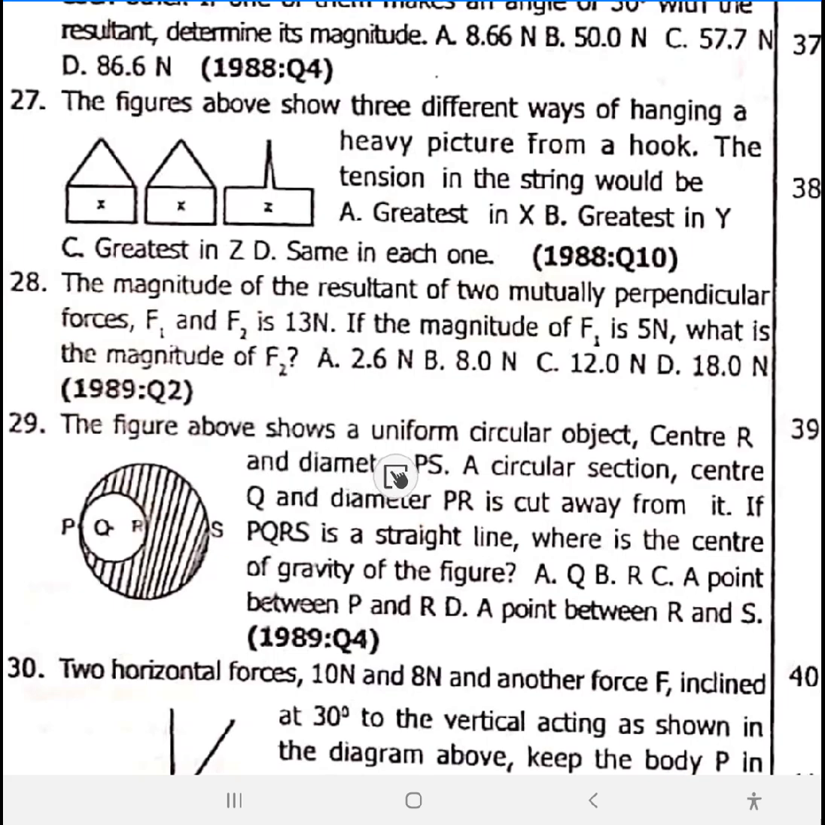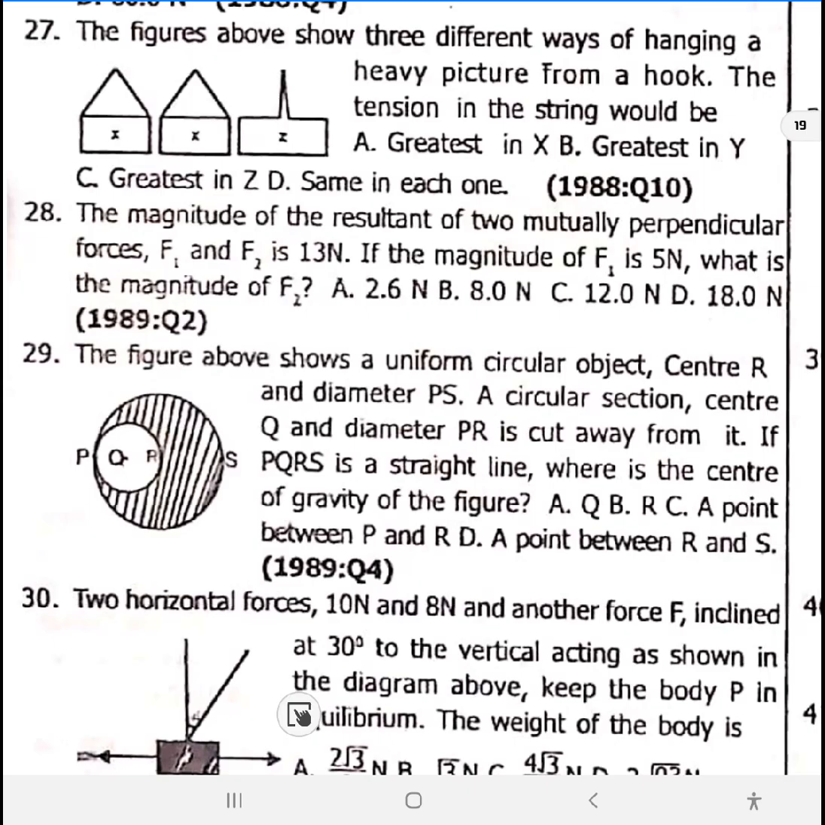29. The figure above shows a uniform circular object with a center R and diameter PS. PS is the diameter, center is R. A circular section, the center Q and a diameter PS is cut away from it. If PQRS is a straight line, where is the center of gravity in the figure? A point between R and S. A point between this R and S, you have center of gravity. 29 is option D. 30 skip.